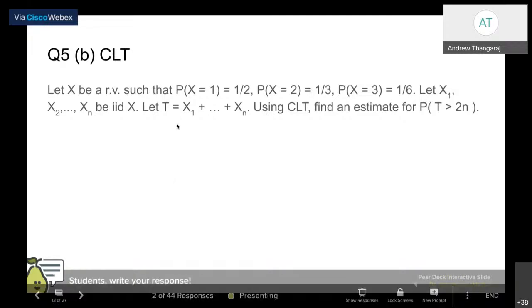So CLT basically says T is going to be approximately normal with mean n times the expected value of X and variance n times the variance of X. That is essentially the central limit theorem. So T is approximately normal with mean n times expected value of X and variance n times variance of X. Okay, so you make that normal approximation and then try and compute the probability that T is greater than 2n. How do you do this? This is just a normal interval calculation, right? There are so many normal interval calculations that we have done. So you just use that.